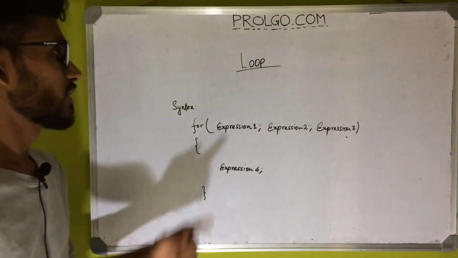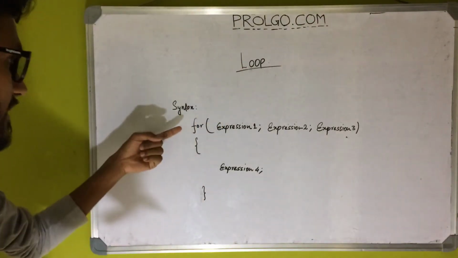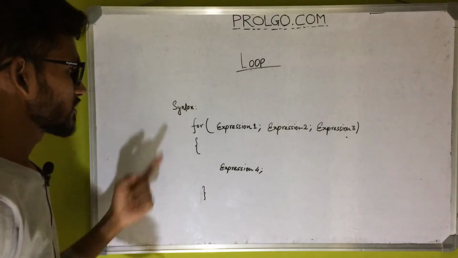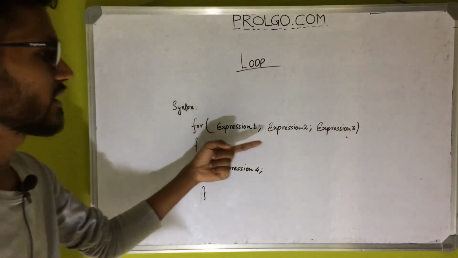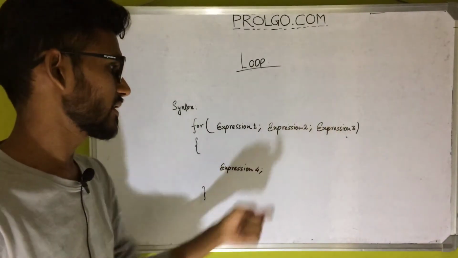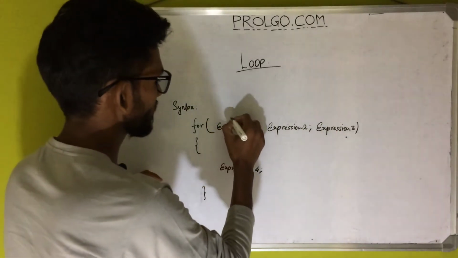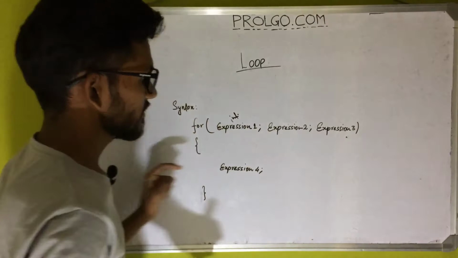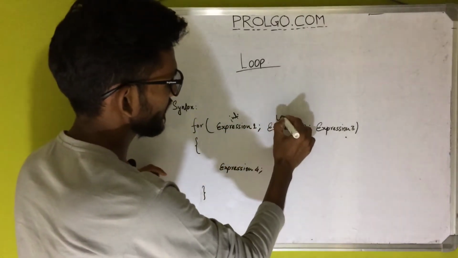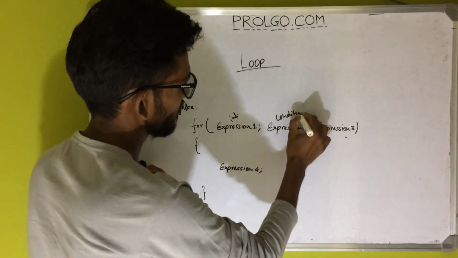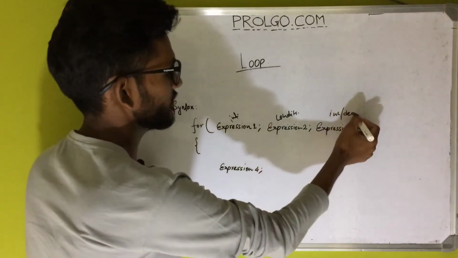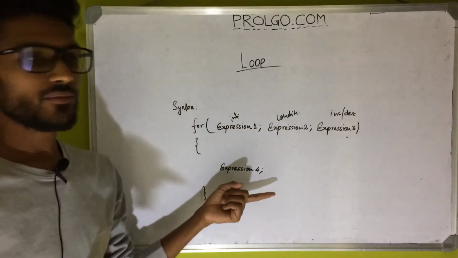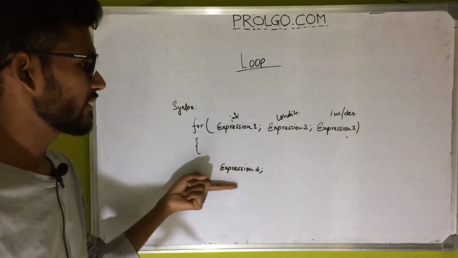As we already know what is the use of loop, so now let's see one of the loops, which is for. So this is the syntax: for is a keyword, then expression 1, expression 2 and expression 3. This is the initialization expression or statement, this is the conditional statement, and this is either increment or decrement. This is statement 4, where all the required statements will be written.